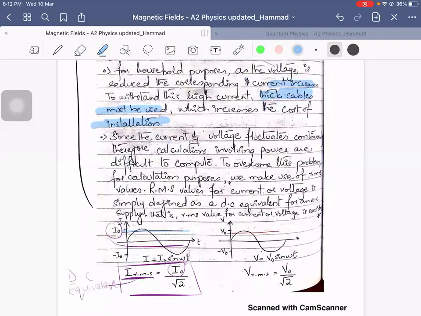Since the current and voltage fluctuate continuously, calculations involving power are difficult to compute. So to overcome this, engineers have designed a technique called the RMS value. RMS stands for root mean square for current or voltage, right? And it is simply the DC equivalent for an AC supply.